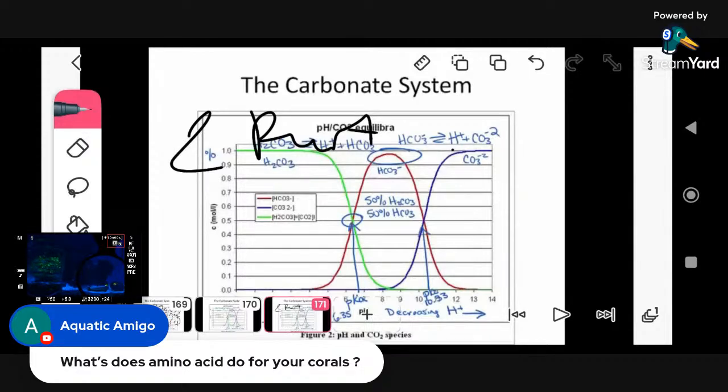What does amino acid do for your corals? Okay, so aquatic amigos. The difference between chemicals, trace elements, minor elements, and all that is that they're all chemicals. They're all non-biological.